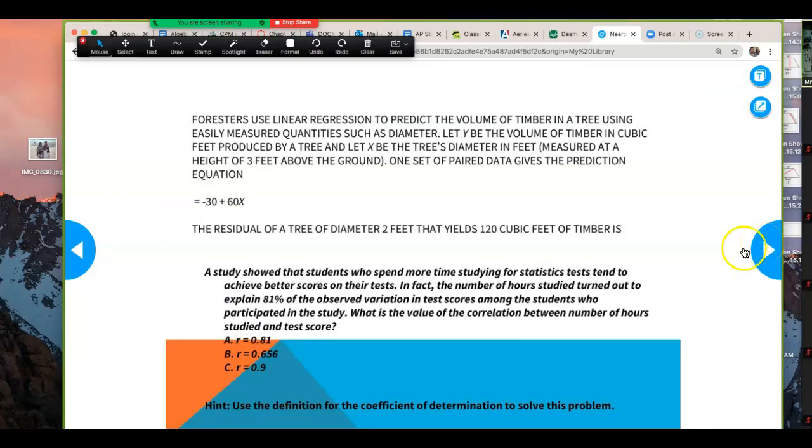A study showed that students who spend more time studying for a statistics test tend to achieve better test scores. In fact, the number of hours studied turned out to explain 81% of the observed variation in test scores among students who participated in the study. So 81% of the observed variation, that's R squared. What's correlation? Well, this is going backwards. We go from R squared to R.